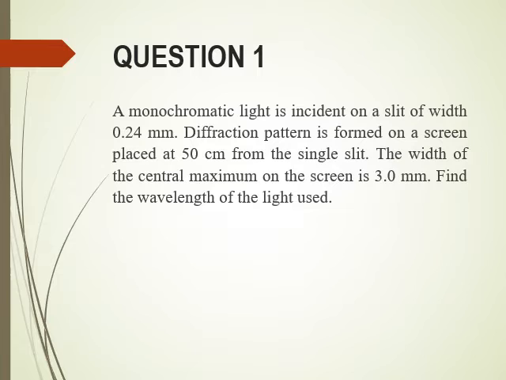Question 1. A monochromatic light is incident on a slit of width 0.24 mm. A diffraction pattern is formed on a screen placed at 50 cm from the single slit. The width of the central maximum on the screen is 3 mm. Find the wavelength of the light used.